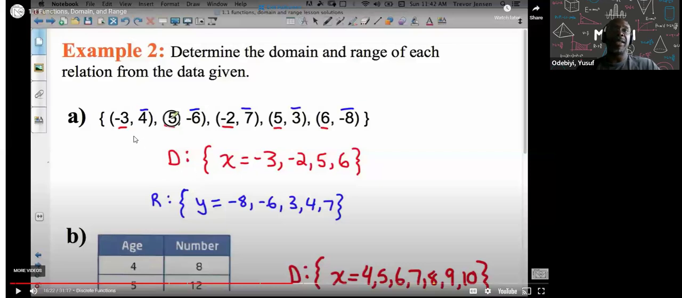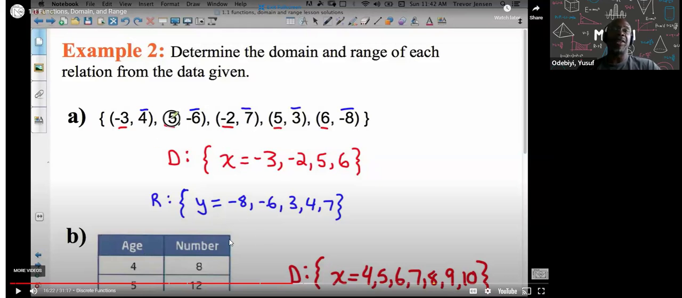The reason why it's not a function is because you have duplicates for your y values for one x. For example, here is my x: I have 5 as my x, and then I have a -6. But then over here I have 5 as an x, and then I have 3. So this is not a function. There are duplicate y values for one x.